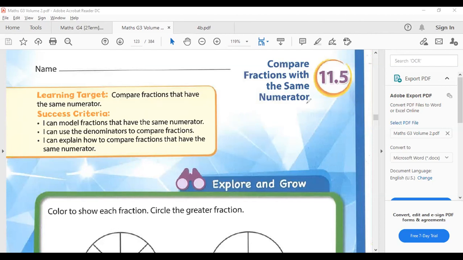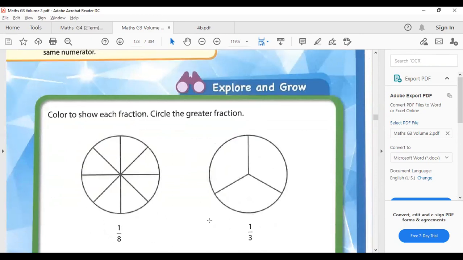Okay, so today it will be a little bit different if you have fractions having the same numerator. What are numerators? Numerators means the numbers up. So if you have two fractions having the same numerator, how to compare between them? Let us see how to do this.